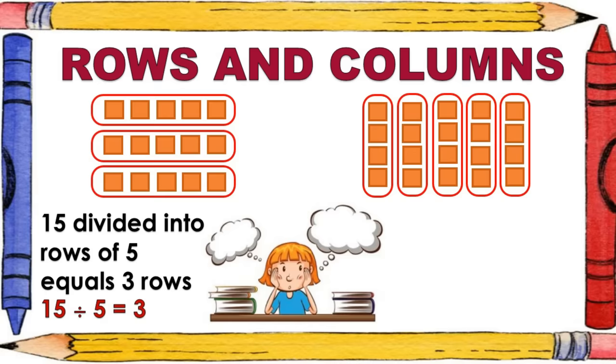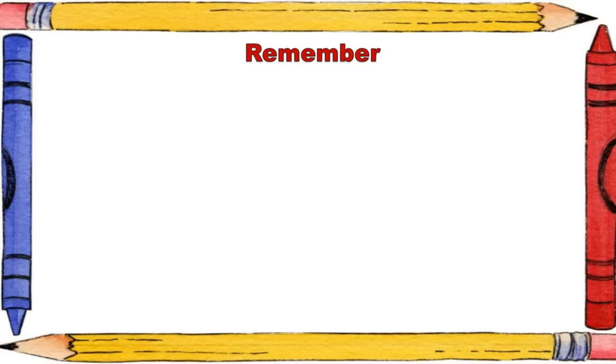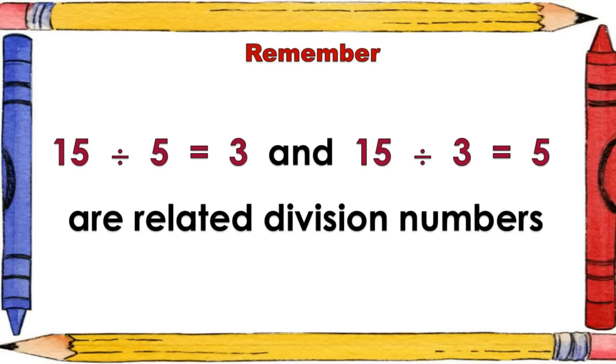Let's see the second picture. 15 divided into columns of 3 equals 5 columns. 15 divided by 3 equals 5. Remember, 15 divided by 5 equals 3 and 15 divided by 3 equals 5 are related division equations.